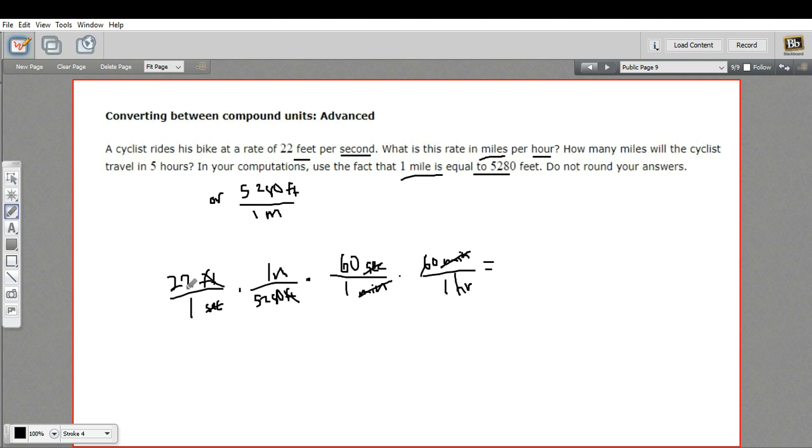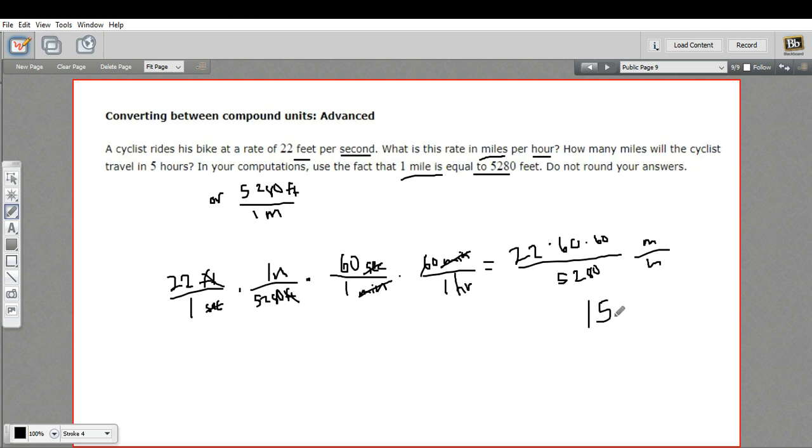And the multiplication I have to do is 22 times 1 times 60 times 60. So 22 times 60 times 60 over, and on the bottom I have 1 times 5,280 times 1 times 1, so that's just 5,280, and my units will be miles per hour. All right, let's do our calculations here. I'm pulling out my calculator. 22 times 60 times 60 equals 79,200, and then I'll divide that by 5,280, and I get 15.